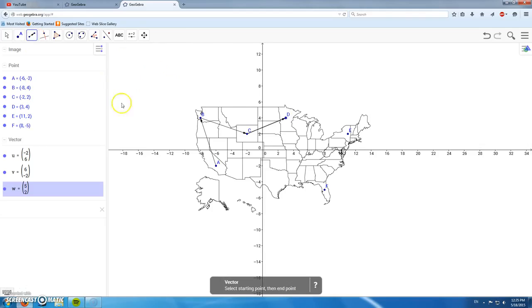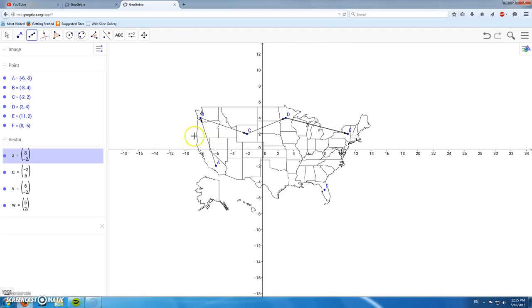Now let's go to the next one. So this is from St. Paul to Albany, New York. And this vector would be 8 to negative 2. And adding that to point D's coordinates, 8 plus 3 is positive 11, and negative 2 plus 4 would just be positive 2. So as you can see, if we go 2, 4, 6, 8, and then we go down 2, you would end up right there.